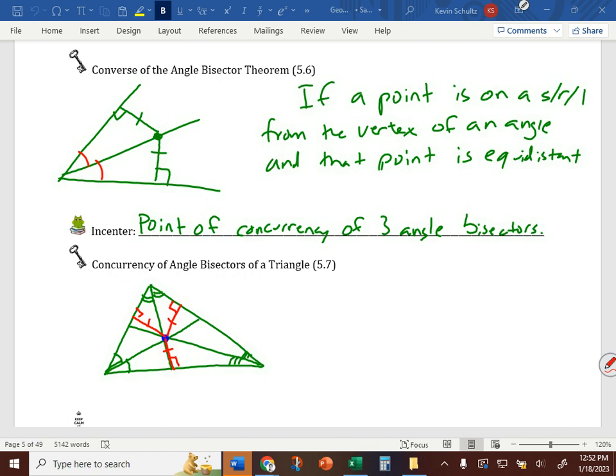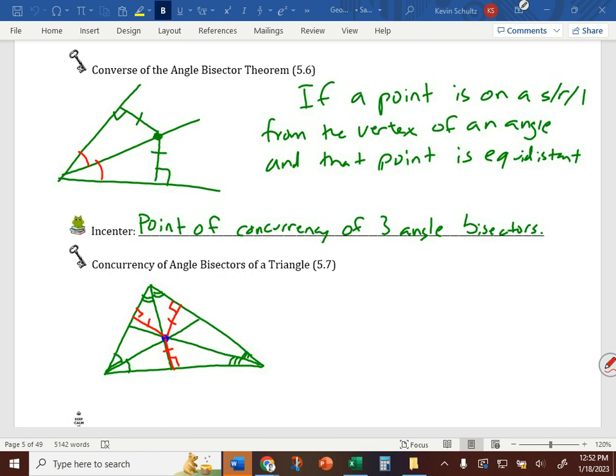So I said earlier that the perpendicular and the angle bisectors are similar. They both bisect something. Points on them are equidistant from something. And their points of concurrency, the perpendicular bisector's is equidistant from the angles, the angle bisector's is equidistant from the sides. So they're kind of the exact opposite of each other, yet related.